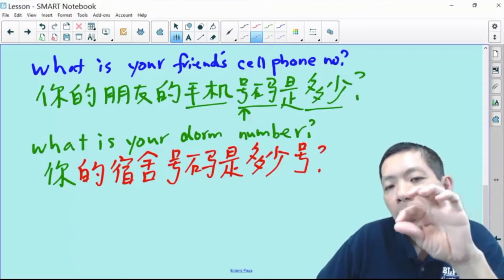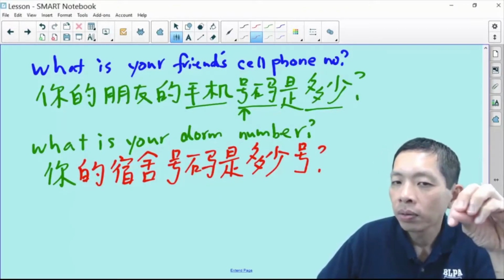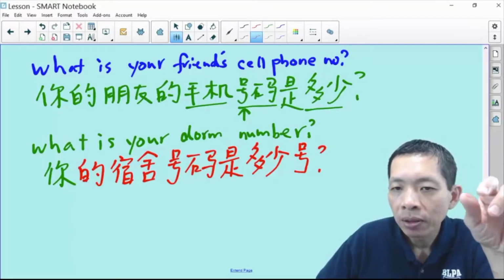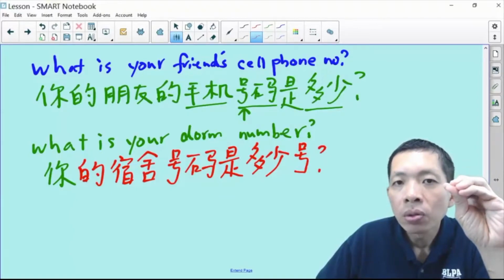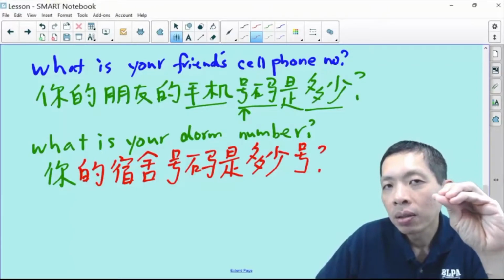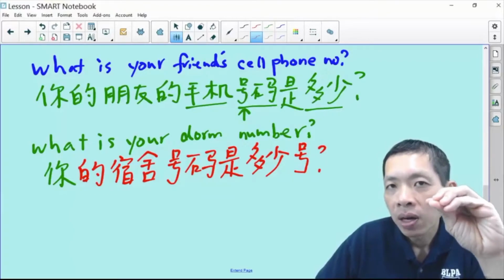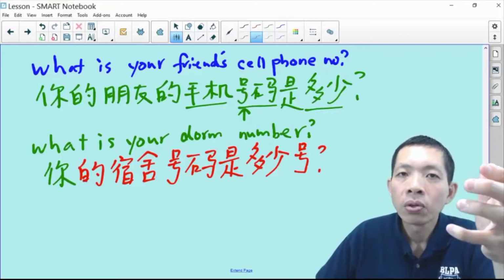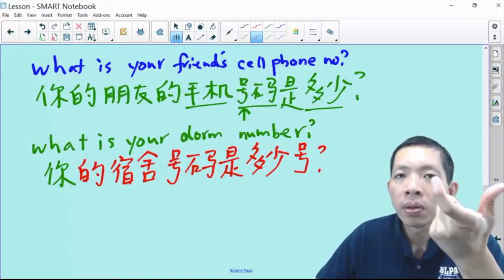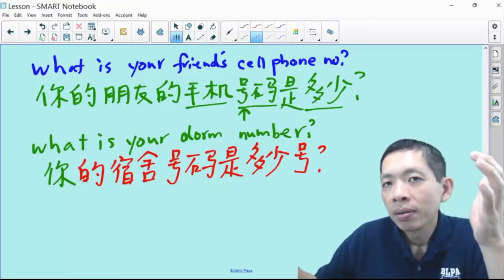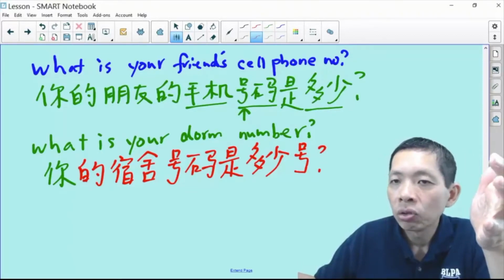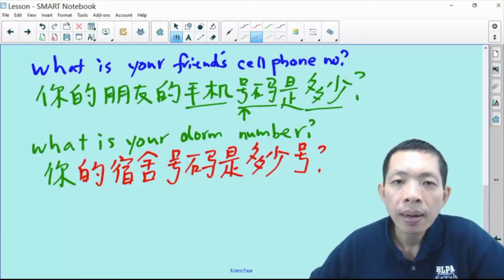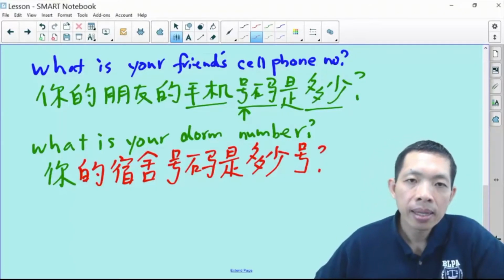Because the phone number is a very long string of digits, while the dorm number is only 3 digits, for example. So if you use a very small number, only 3 or 2 digits, you have to use a how in there. Okay, 多少 how. I mean, it refers to a very short, small number. If it has an 8 or 9, you do not use it. Okay, that's number 1, how to use how and 号码 in the sentence.